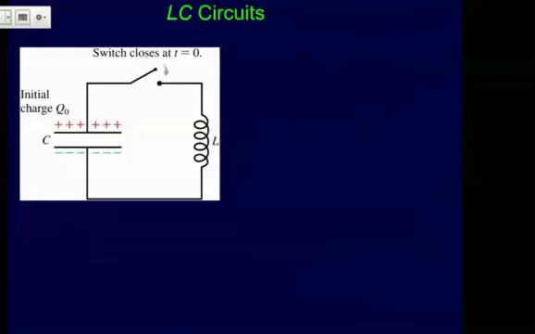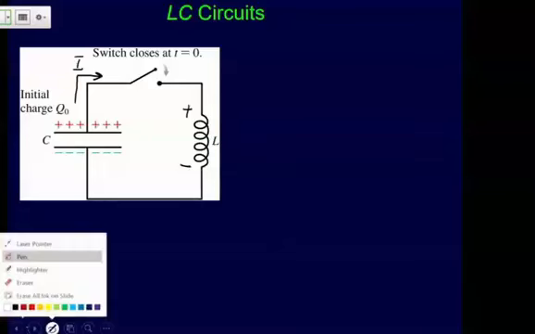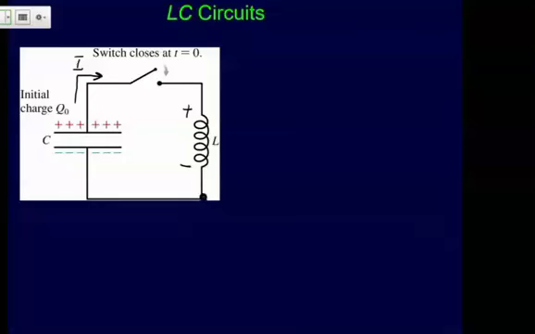Whenever we have a complicated circuit, the easiest way to look at it is using Kirchhoff's rules. We're going to assume that when we close this switch, there's going to be a current. The positive charges will start to flow to the negative side, and as they do this, they're going to be causing a voltage in your inductor. So we can go through and do Kirchhoff's rules. I'll start down here and go counterclockwise.